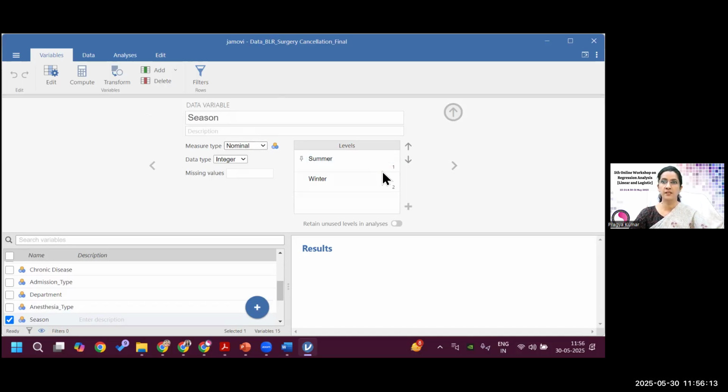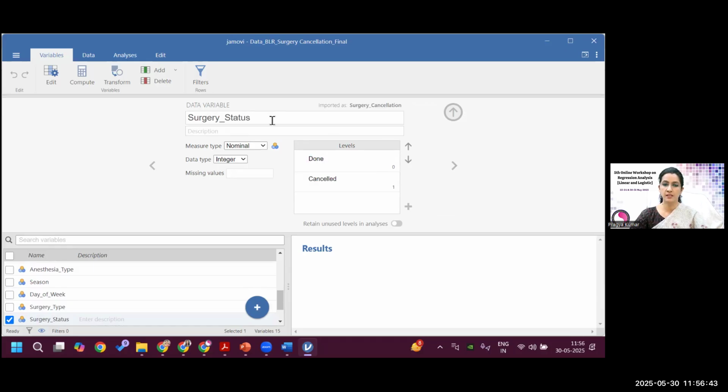Season, like 1 is for summer and 2 is for winter. And days of the week, like there are 7 days, like Monday, Tuesday. So 1 is for Monday, and similarly 2, 3, 4, 5 is Friday. So there are five levels in the days of the week. And then if you see the surgery type, whether it is an emergency surgery or a planned surgery. So an emergency surgery is labeled as 1 and planned surgeries as 2.